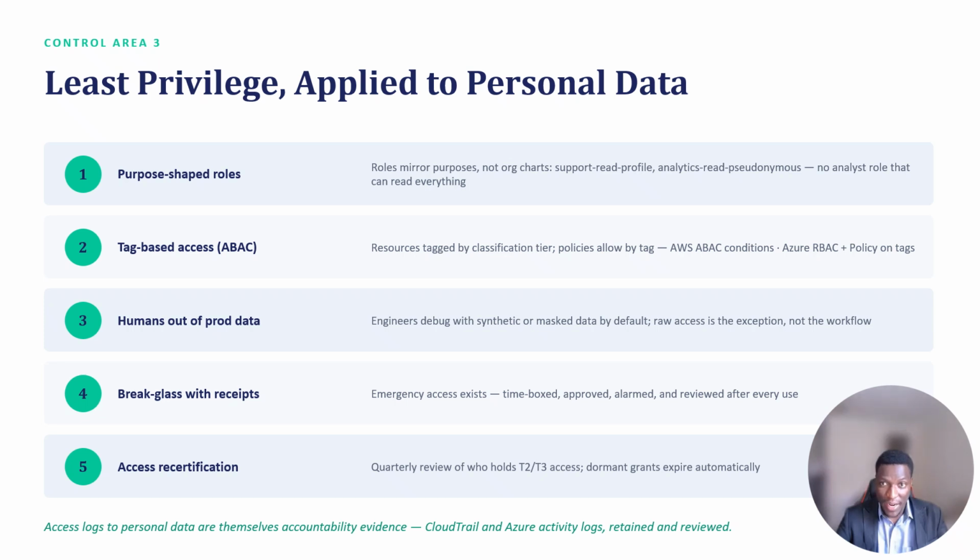Next, you have break-glass with receipt. This is where emergency access exists, but it is time-boxed, approved, alarmed, and reviewed after every use. And also a quarterly recertification of who holds tier 1, tier 2, tier 3 access, and so on. Also, in this case, you ensure that dormant grants expire automatically.